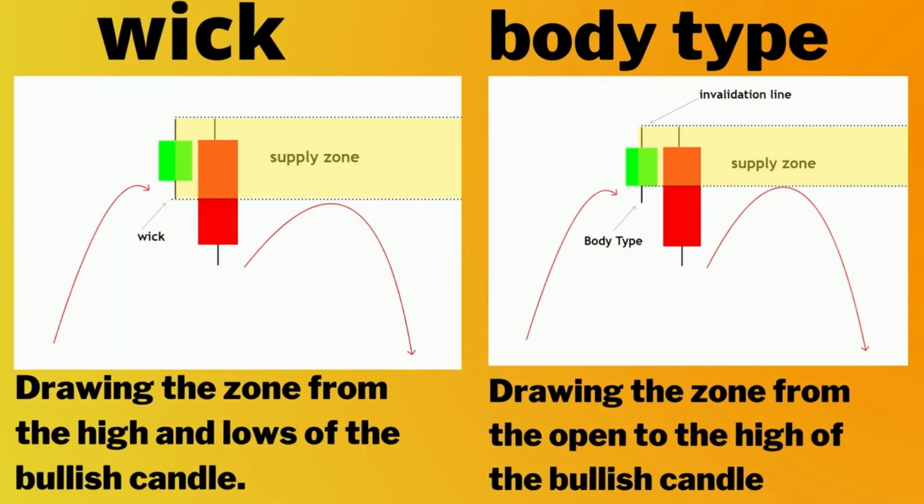From this example, we can see that for the wick type, we draw using an engulfing candle, drawing the zone from the highs and the lows of the bullish candle. For the body type, we just reduce the risk by reducing the zone to the body. As you can see, we have our invalidation level, which is where we don't want to see the market break through when it tests our supply zone.